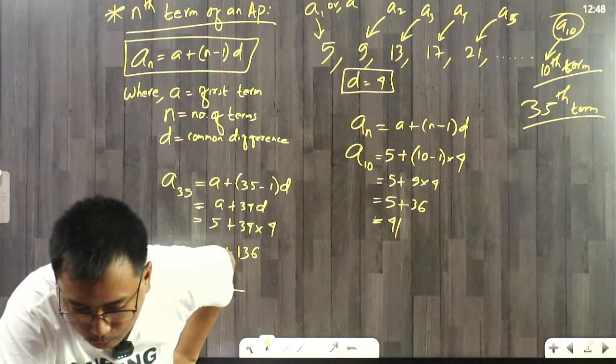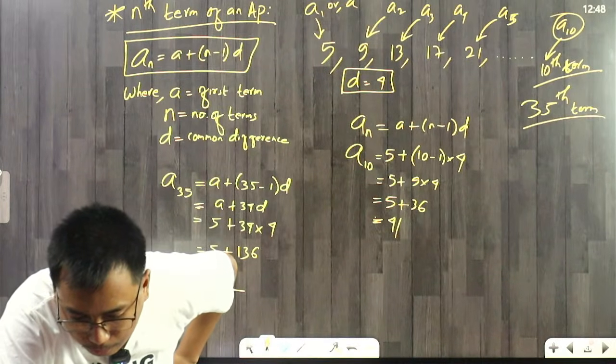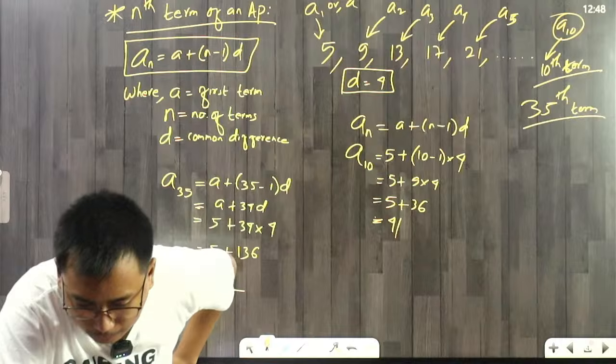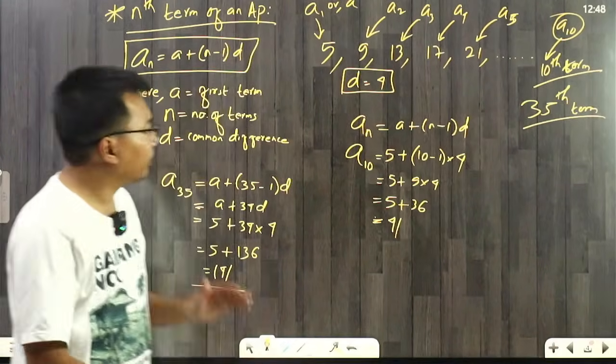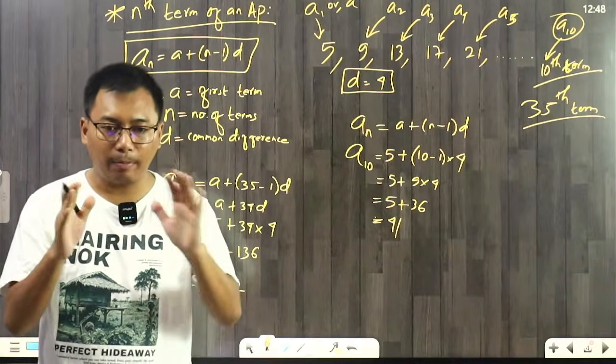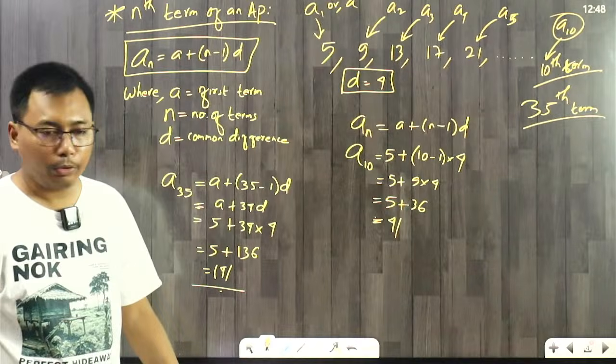Sir, can't we directly do the above? Multiply first. Yes, multiply first. The answer is 141. Yes, the answer is 141. Okay. Now I think you have some idea about the nth term, right? Then we'll move on to solving some questions now.